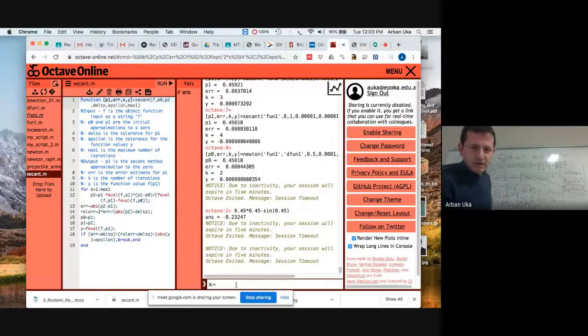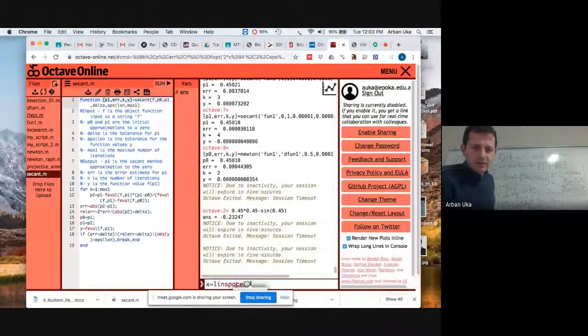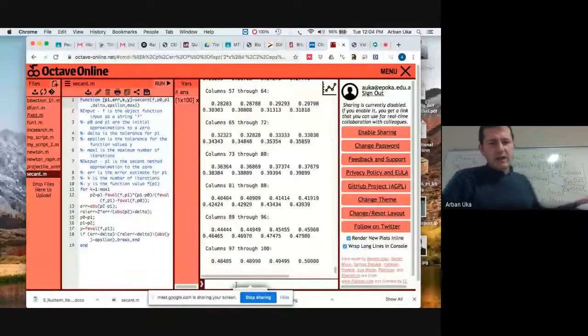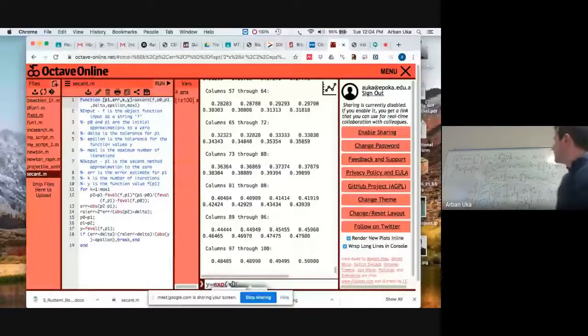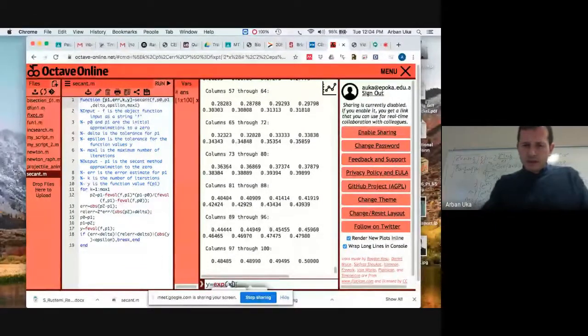So if we do something like x equal to ln, from 0 to 0.5, and if y is equal to the exponential of what is this, x squared, right? This is x squared.